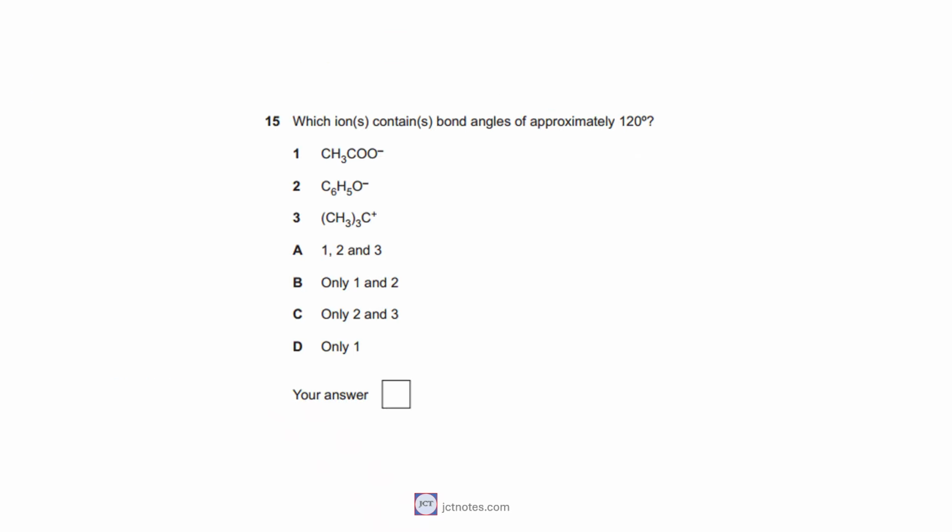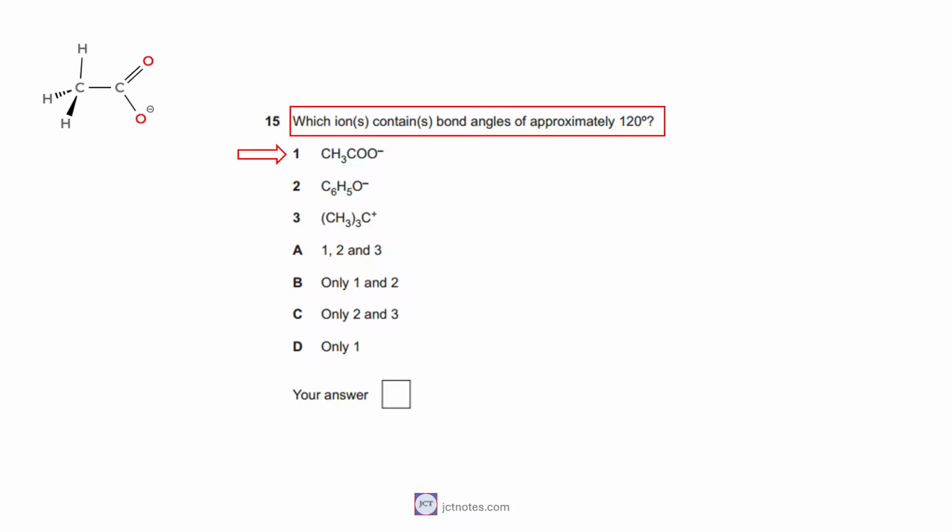In question 15 we are asked which ion or ions contain bond angles of approximately 120 degrees. In ion 1, acetate ion, the carbon atom in the carboxylate group is sp2 hybridized, leading to a trigonal planar geometry with bond angles of approximately 120 degrees. Ion 1 fits the profile.